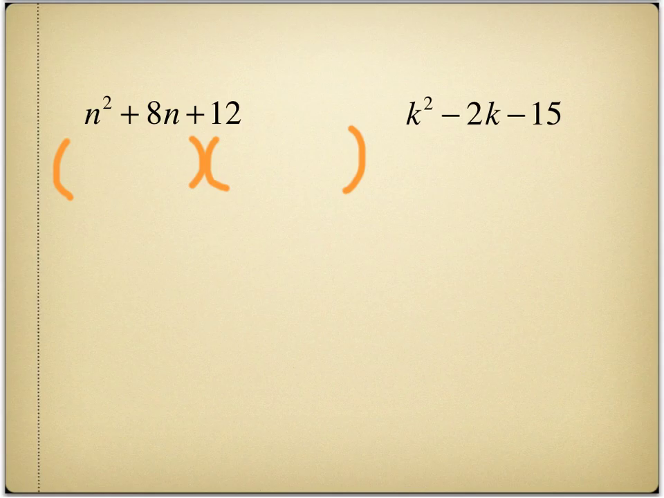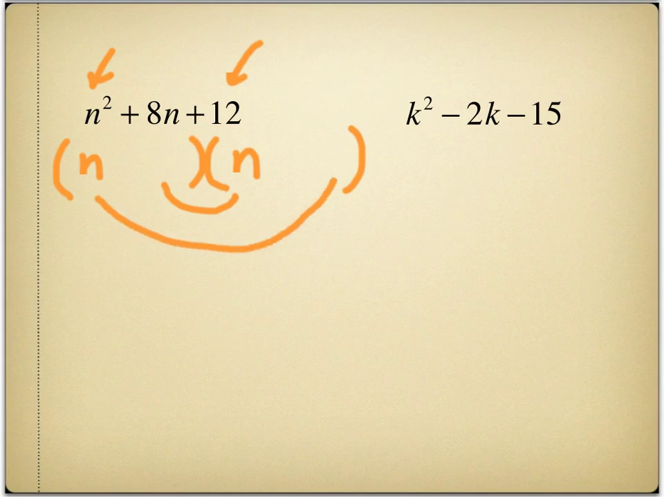method in reverse. Well, I know that whenever I have something like n squared, or just one variable like that without any coefficient or number in front of it, that's just going to be n times n. The first times the first, n times n is n squared. And after that is where it gets interesting. If you look at our last term here, which is 12, we know that whatever I put here and here, that has to multiply together to give me 12. And whatever I put here and here combined with this and this, that has to give me 8n.